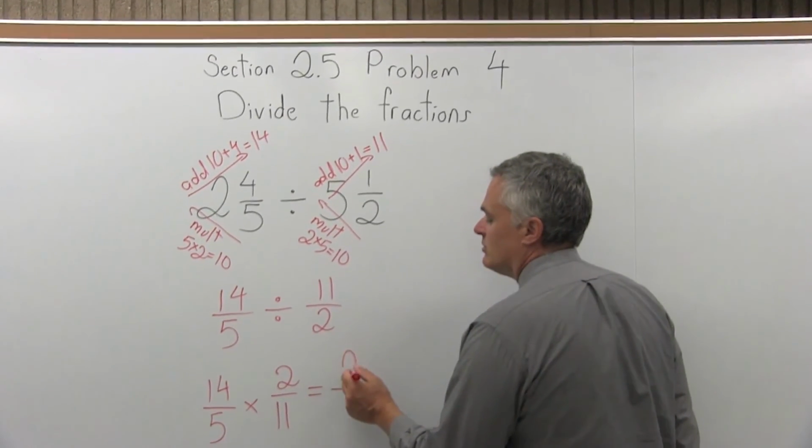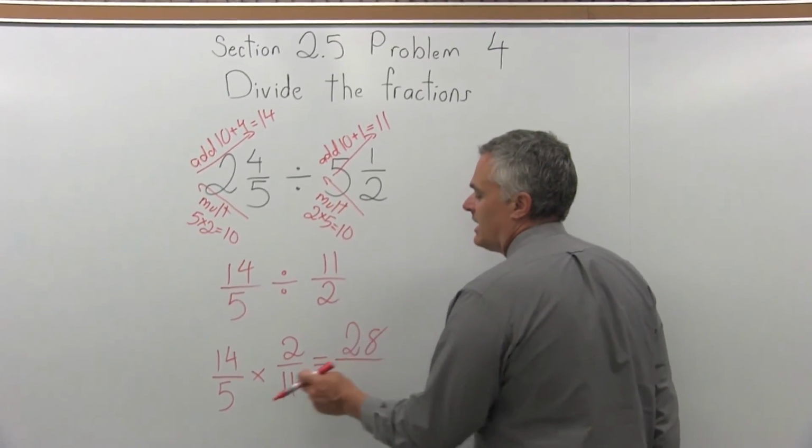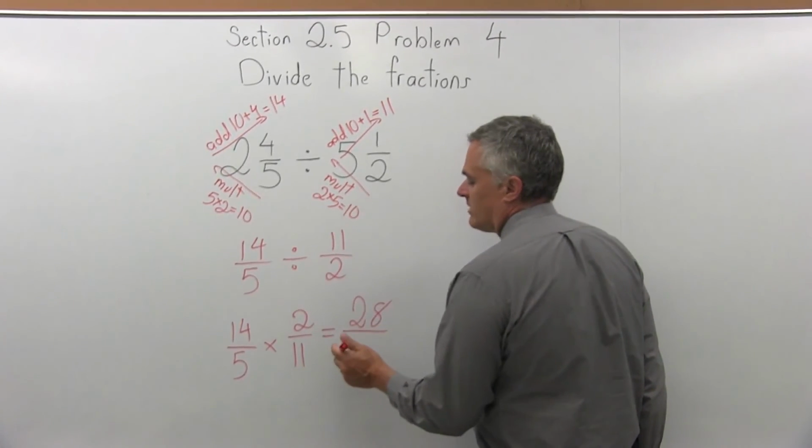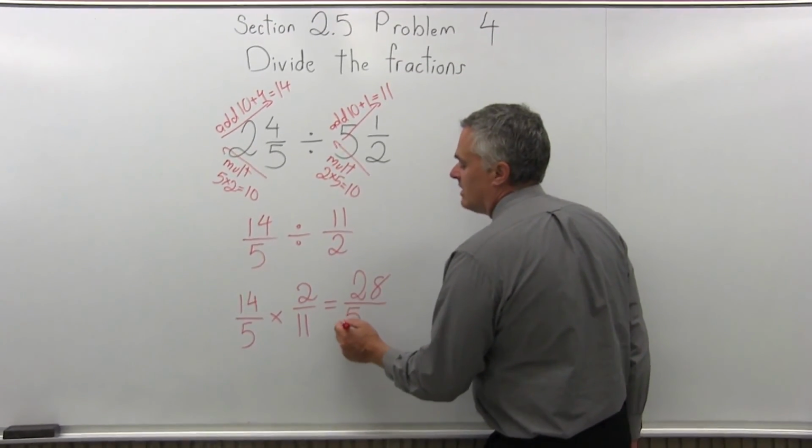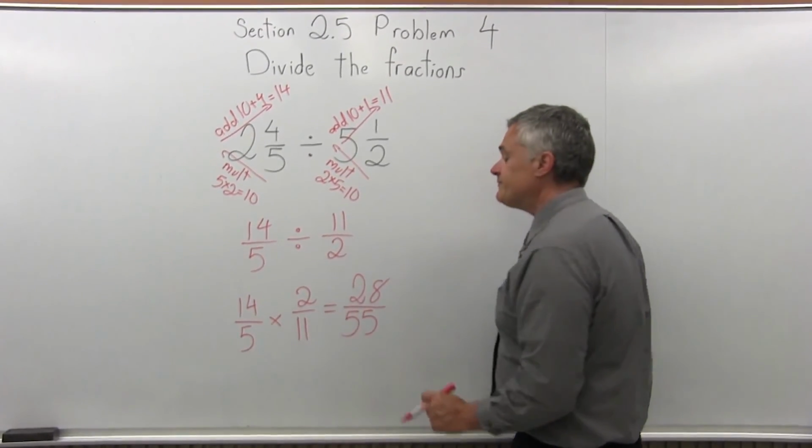Now I can multiply across the top, numerator times numerator. 14 times 2 is 28. And denominator times denominator, 5 times 11 is 55.